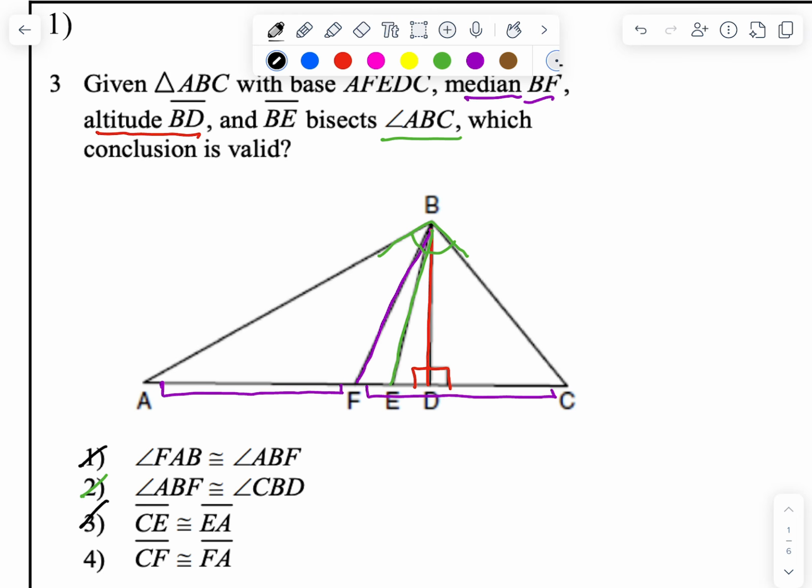And then finally, we have CF congruent to AF. Oh, that's the right answer. That AF is congruent to CF. I didn't see that one at first, but that's correct because F is the midpoint. So AF is congruent to CF.